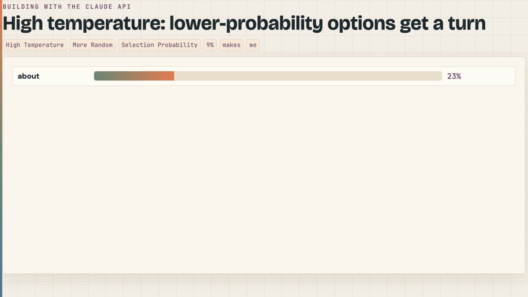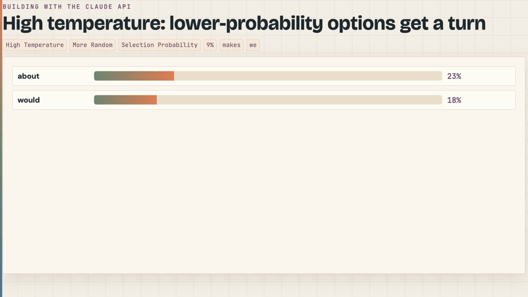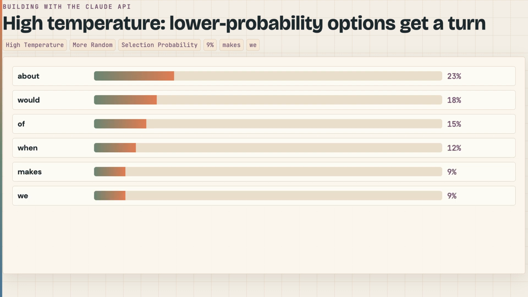At higher temperature, lower probability candidates become more plausible. The demo shows options like "makes" and "we" gaining room, with one lower option around 9%. That wider distribution can help creative work, brainstorming, and variation. It is not chaos, it is a broader sampling choice.